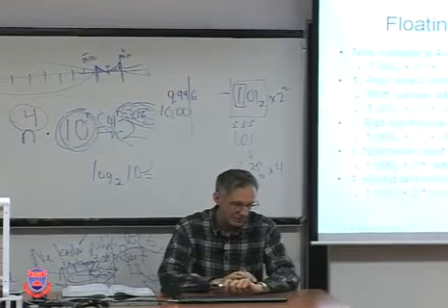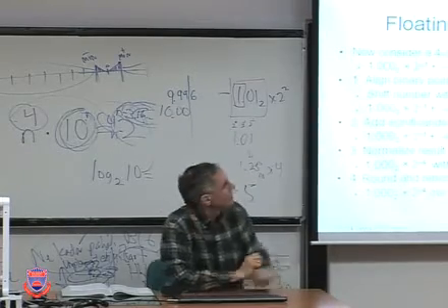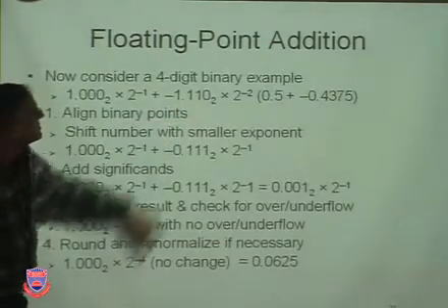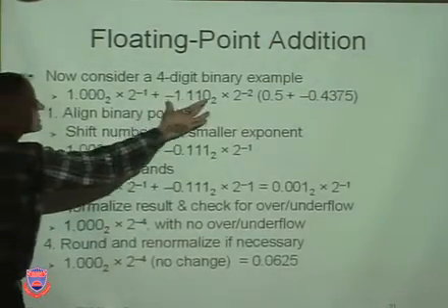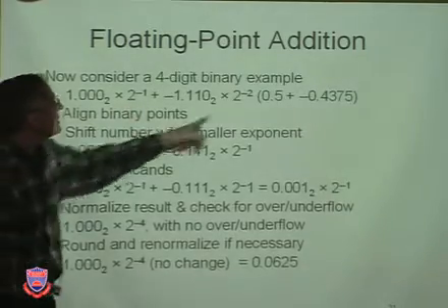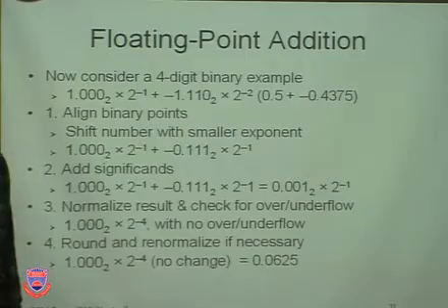We're going to go through it step by step just to make sure that we understand. I have a 4-digit binary example. This base 2 number has 3 digits of precision. This base 2 number has 3 digits of precision. It appears that I'm adding, but this is negative. This one's positive. And this was 2 to the minus 1st. And this one's 2 to the minus 2nd. They don't have the same value in their exponent.